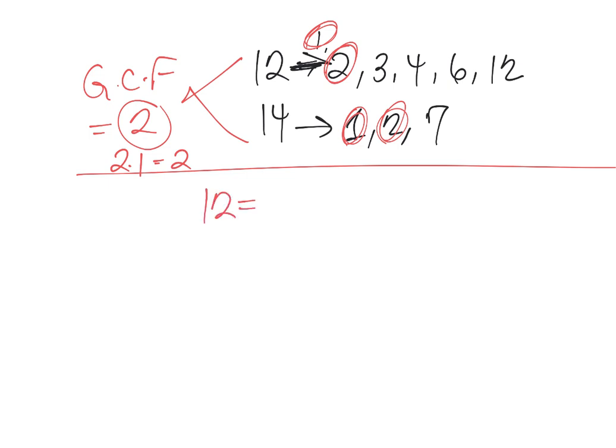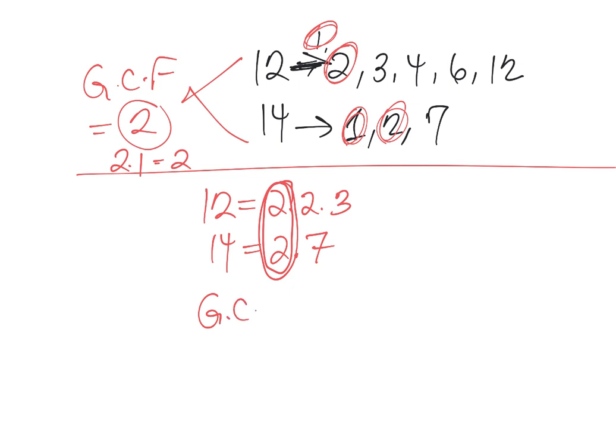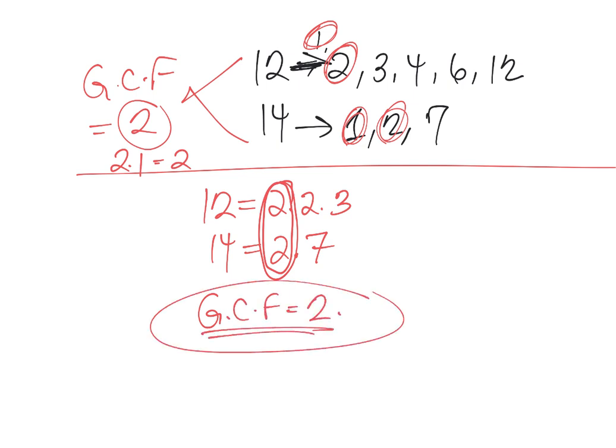If you take 12 and you prime factorize it, you would actually get 2 times 2 times 3. If you take 14 and you prime factorize it, you actually get 2 times 7. Growing up, I remember when we learned this, we would circle the 2 that is common between them, and then we would say that the greatest common factor is 2. So that's how we find the greatest common factor. That's one way to look at this.